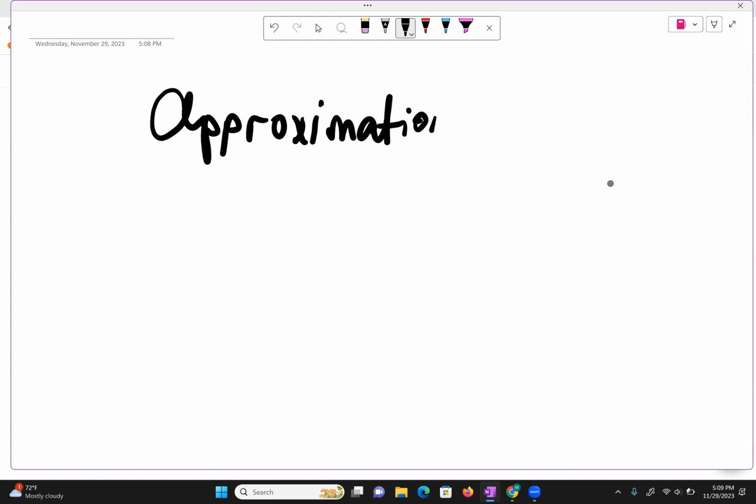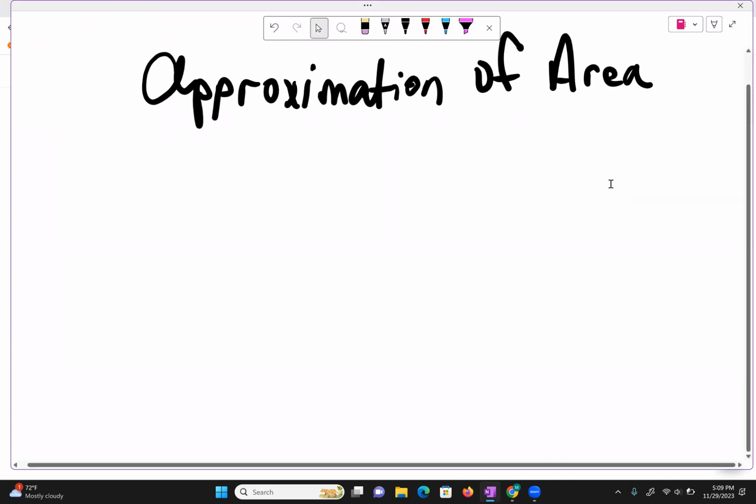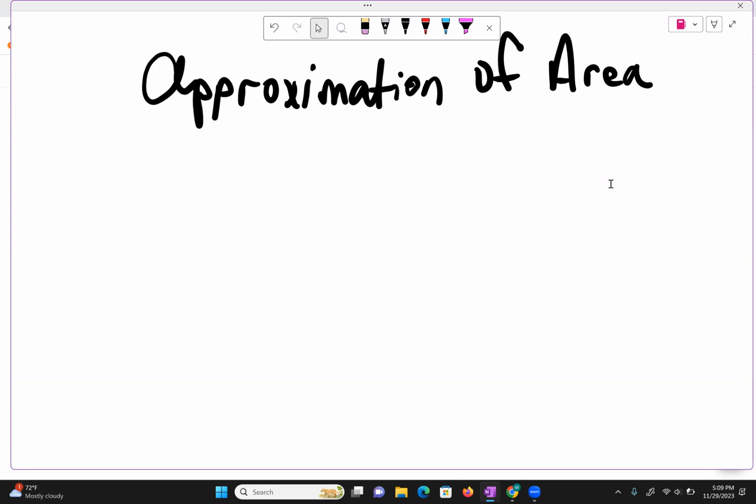In calculus, we can approximate the area of a curve. So approximation of area is the following lecture. Consider a region bounded by the x-axis and the y-axis, and given the graph f of x is equal to the square root of 4 minus x squared. So basically, they're giving us the following.